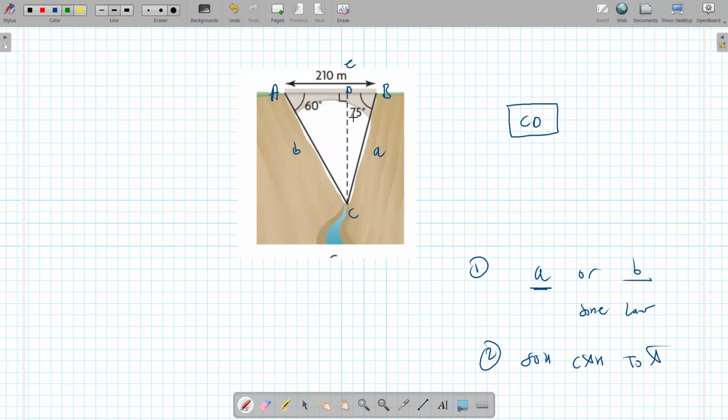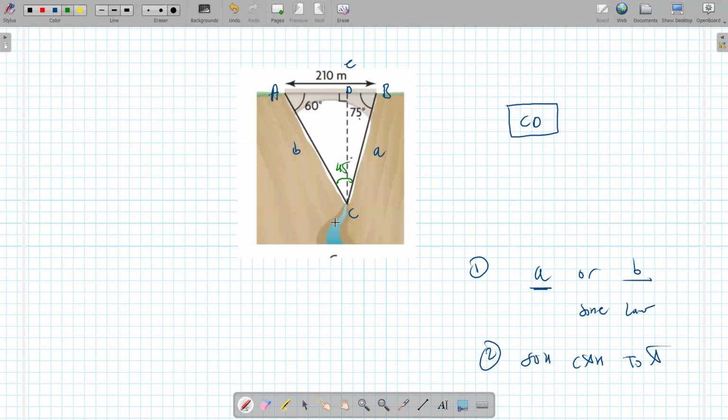To get 90 from 75, you need to add 15. To get 90 from 60, you need to add 30. This angle is going to be 15 plus 30. That's 45, or you can just do 180 minus as well. So now we have a set.